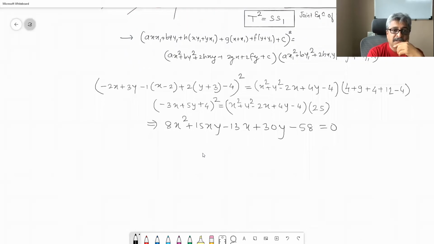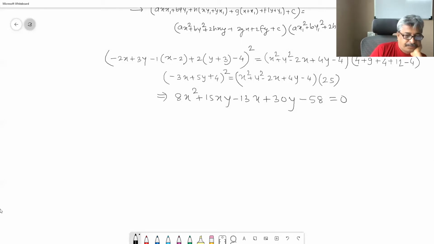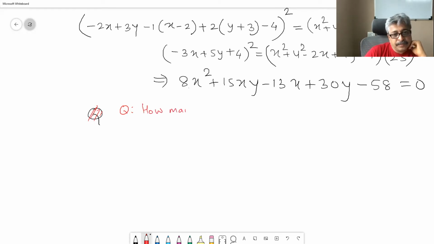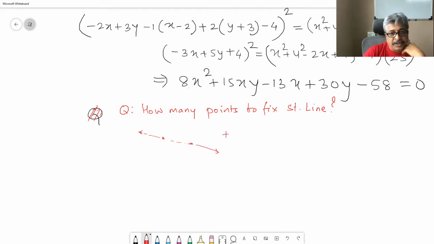Now let us discuss the general theory of conics. Question: suppose how many points in the plane minimum do you require to fix a straight line? Easy. You require how many points? 2 points. 1 here, and 1 there, and you fix it, there will be a unique straight line passing through them. 2 points. Why?